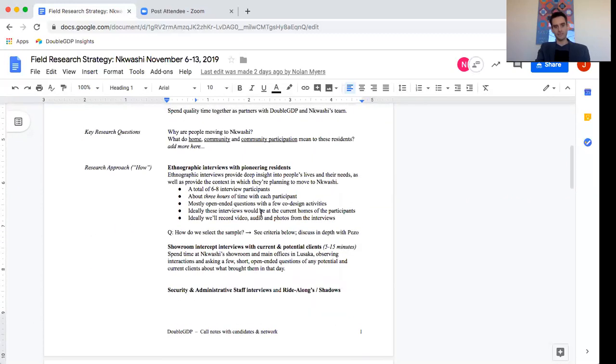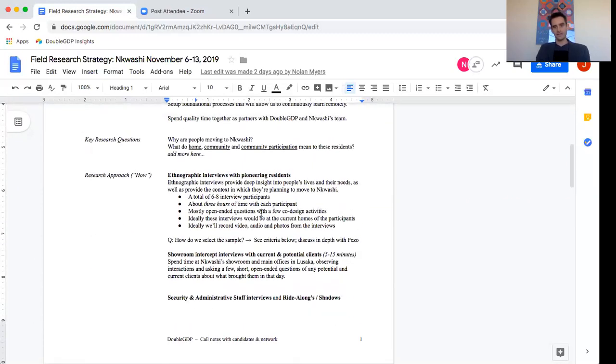The plan itself is basically to go and study that in several ways. Number one, we want to spend some time doing what we call ethnographic interviews with some of the pioneering residents who are working their way through their payment plans with Nkwashi right now. So we'll probably get somewhere between six and eight folks that we will spend a whole bunch of time with, like three hours, really sitting with them, getting to know them, interviewing them, and of course we'll ask them about how technology might help them have a better experience in this new city that they want to live in.